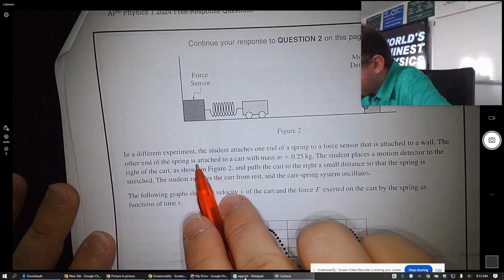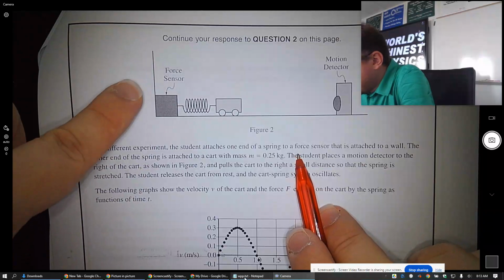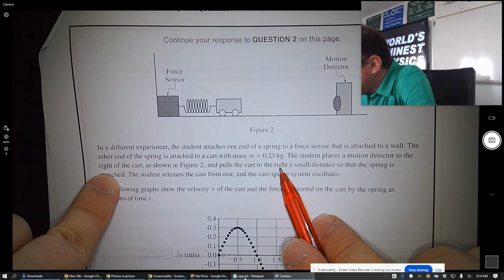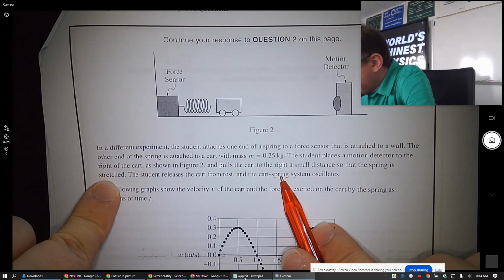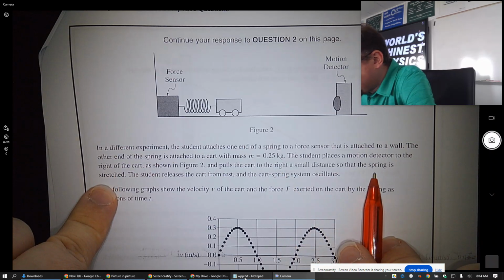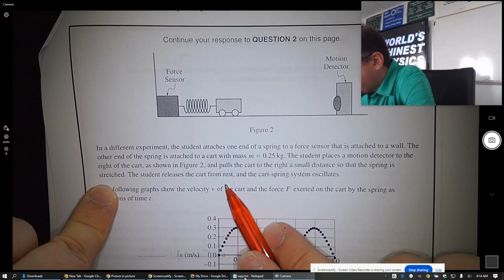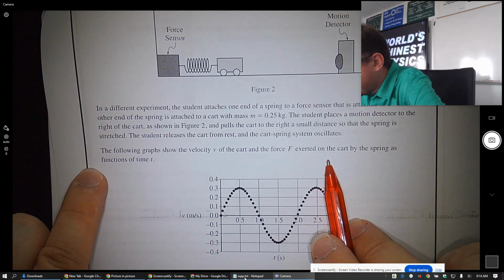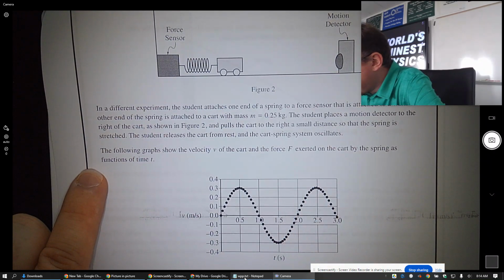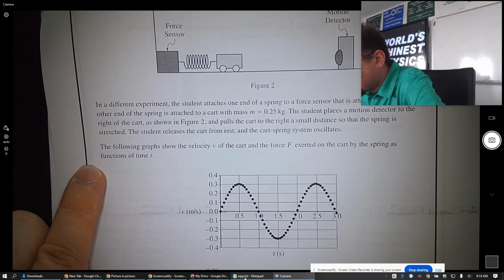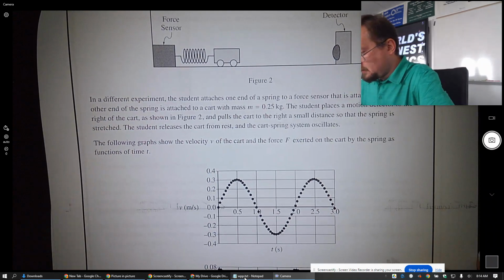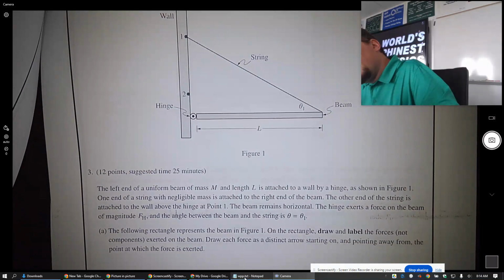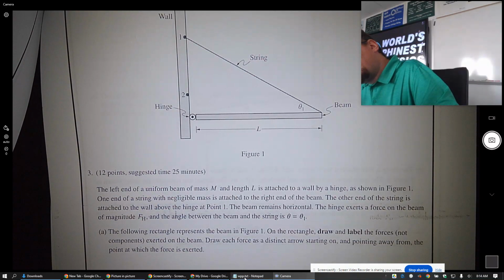All right. In a different experiment, the student attaches one end of the spring to a force sensor, and the other end is attached to the cart. The student places a motion sensor to the right of the cart and pulls the cart to the right a small distance, and the spring is stretched. The student releases the cart from rest, and the cart spring system oscillates. The following graphs show the velocity of the cart and the force as functions of time.